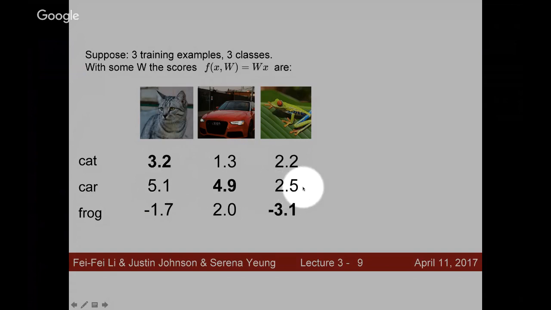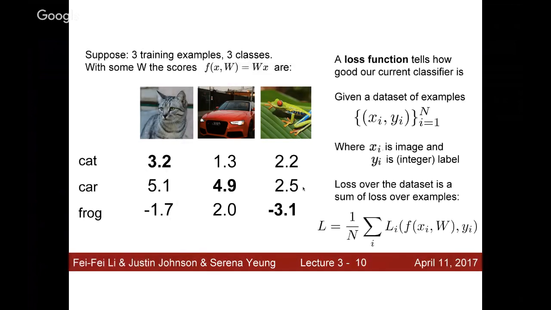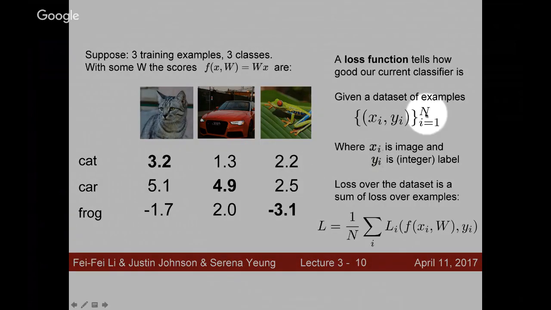Okay, so we want to understand what's going on with that. We need to define a loss function. Given a data set of examples, maybe we have n examples, each example is indexed by i, where i goes from 1 to n. Each input would be a vector xi, meaning our data drawn out into a long vector, and yi would be the integer label telling us what class it is. So maybe integer 1 would be cat, integer 2 would be car, and integer 3 would be frog.